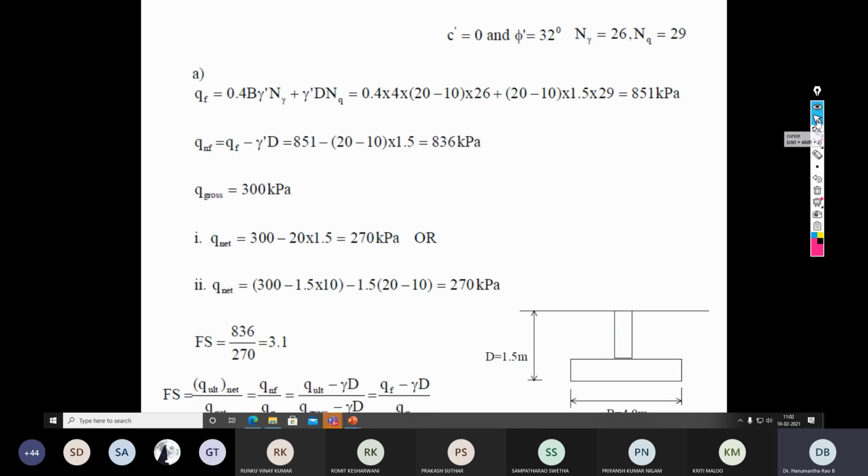If you look carefully, here this is a gross calculation. The same thing, see, they converted this also into net minus net. So this accounts for the weight of the water, 300 minus weight of the water, and this is the submerged weight of the soil. While here this accounts for the total weight, gross weight.